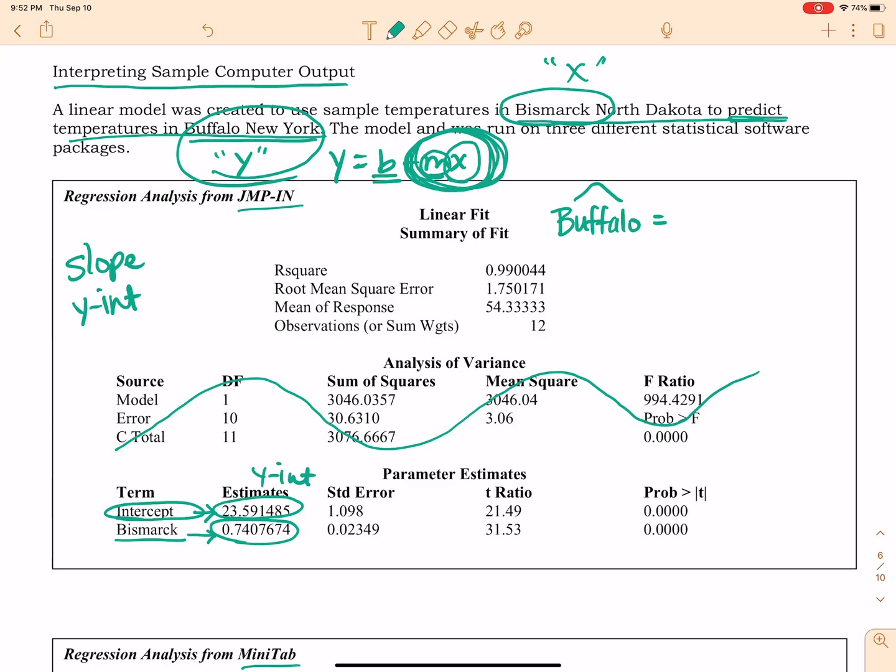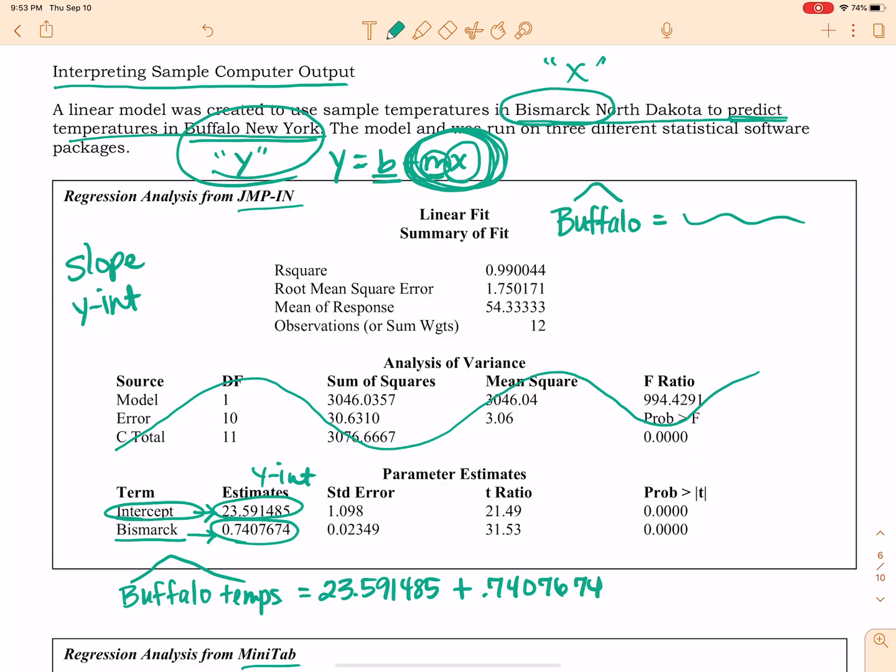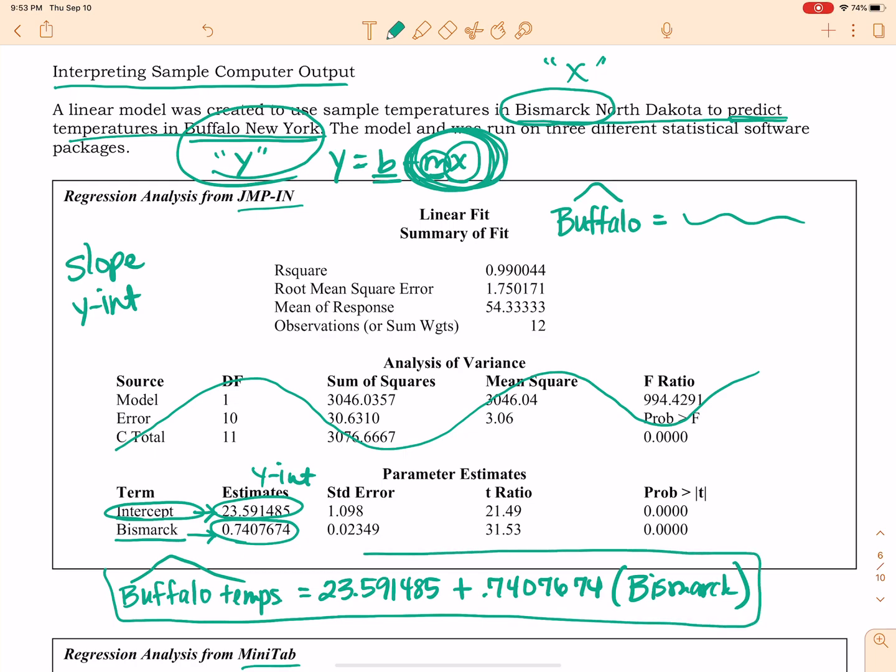Because these numbers are really long, I'm not going to have room up here, so I'm going to write this down here. Buffalo temps, I'm going to predict those with my y-intercept plus Bismarck. Groovy. So that is my LSRL right there.